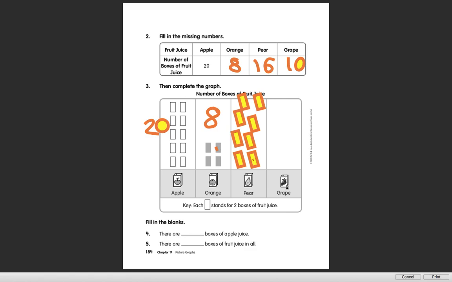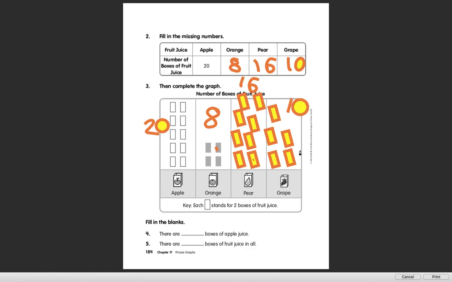Now we have to draw the symbols for grape, and there are 10 boxes of grape juice. So we're counting by twos. So I have 2, 4, 6, 8, 10. Oops, I never wrote 16 over here. Oh my goodness, that's 6. This is crazy. Maybe I can copy this. Oh, I'm learning stuff every day. Look. Oh, wonderful for me. And we're right, 10. I always like to have the data next to me.